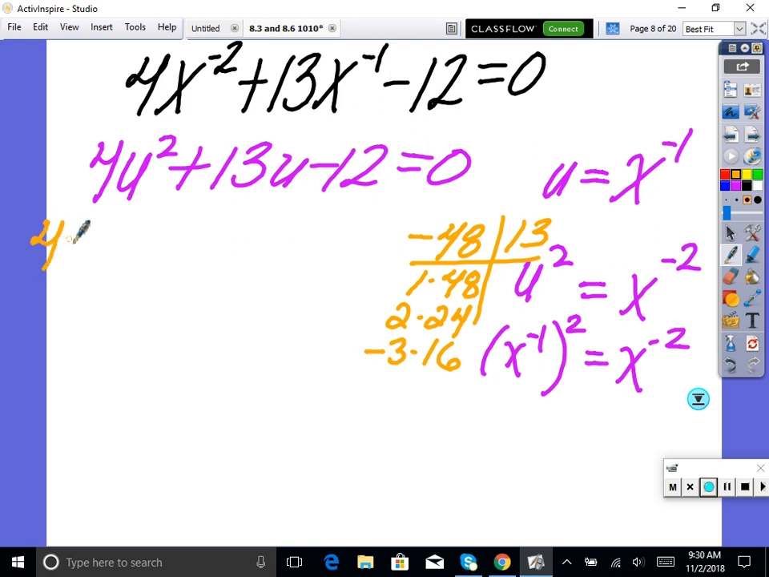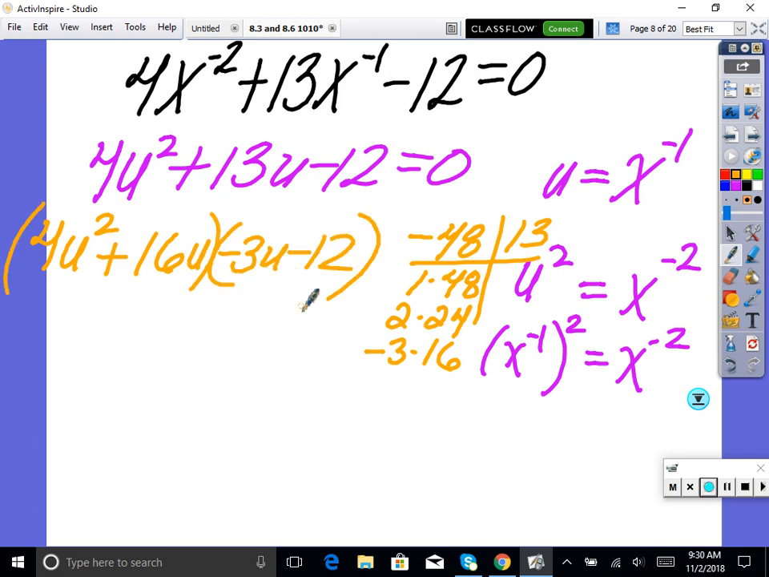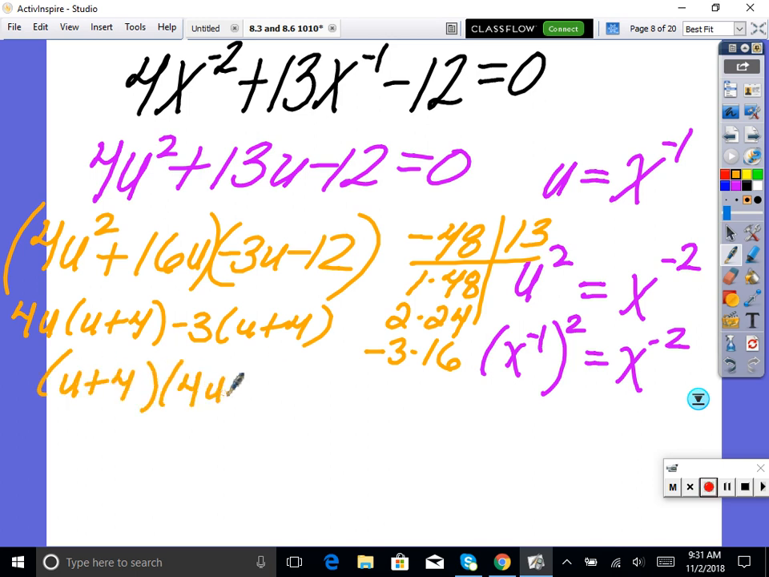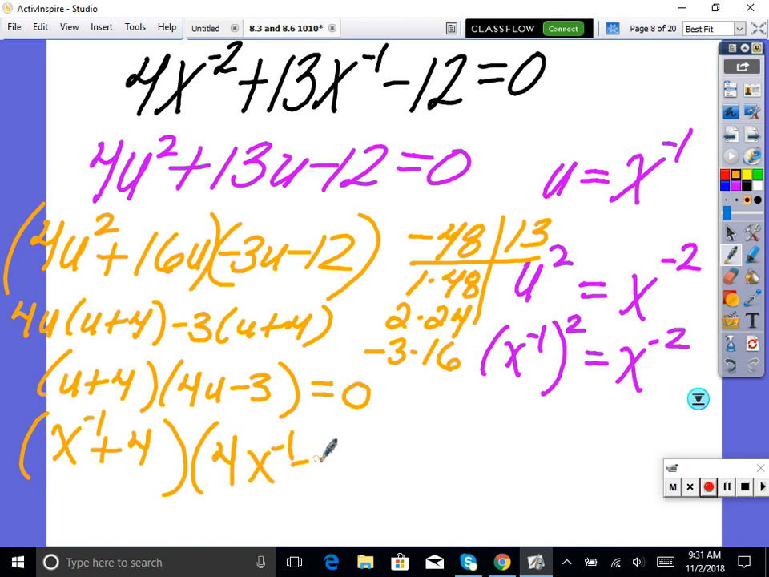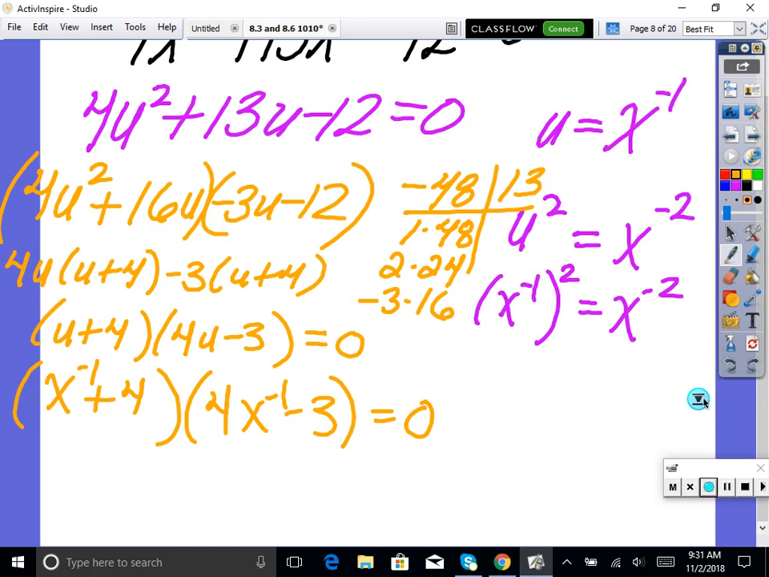Long factoring, 4u squared plus 16u minus 3u minus 12. Factoring by grouping. Pull out a 4u, left is u plus 4. Pull out a negative 3, left is u plus 4. So that we have a u plus 4, and then we have a 4u minus 3. Now u's not u, so isn't this x to the negative 1 plus 4? And then we have 4x to the negative 1 minus 3 equals 0. Cool. So our next step is to set each of those equal to 0 and solve.